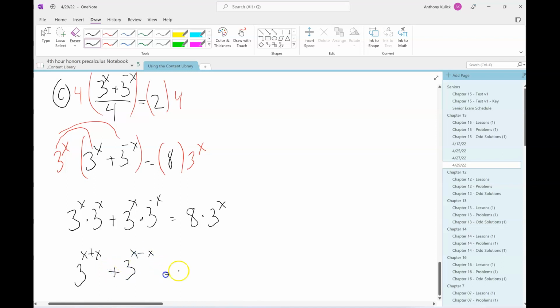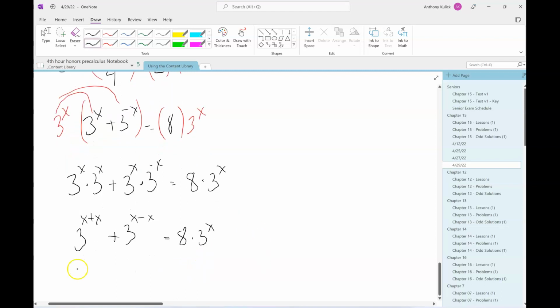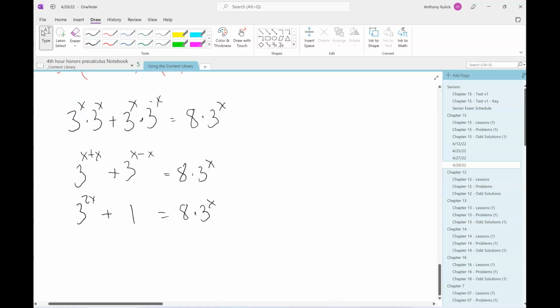And then we'll get 3 to the x minus x. What's that going to be? Plus 3 to 0. And what's 3 to the 0? 1. All right. Well, there. Goodbye, negative exponent. I'm going to now just move everything onto one side.